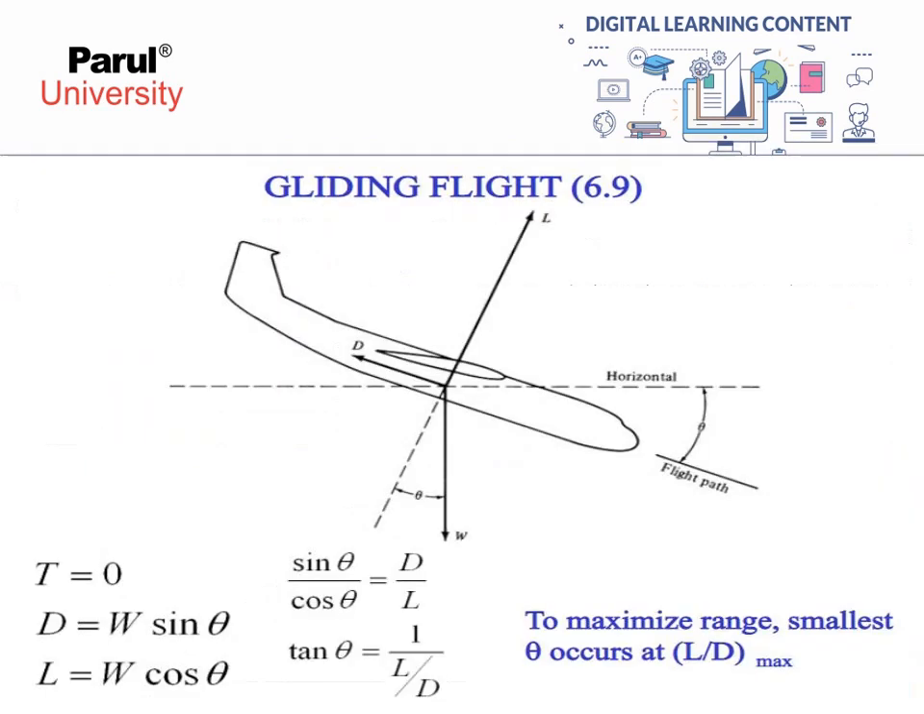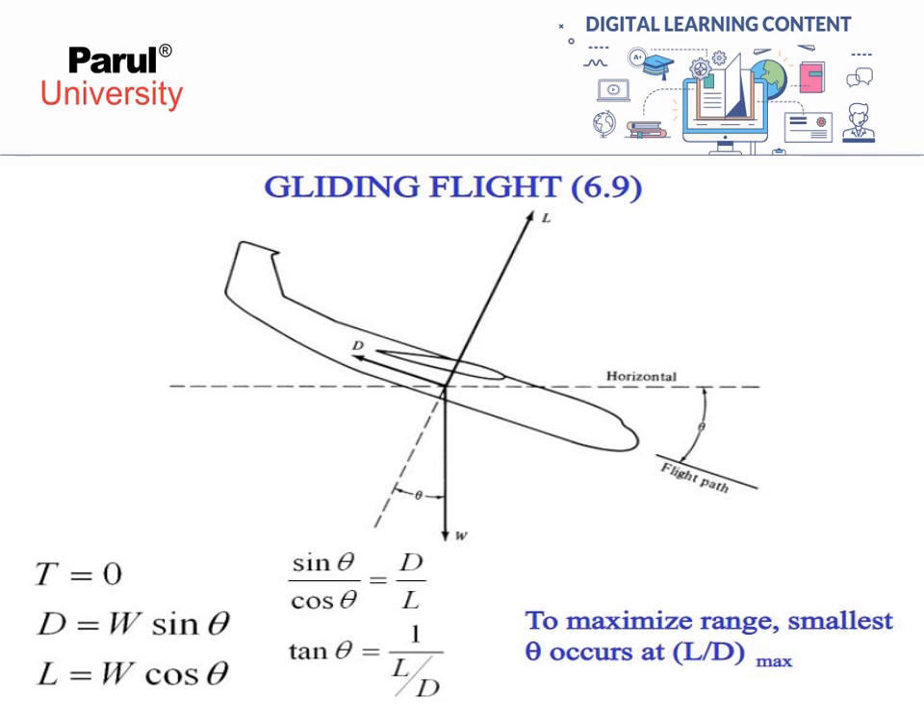Okay, right. Now for gliding flight, we can see thrust is equal to 0, drag is equal to W sin theta, and lift is equal to W cos theta. Then we divide the equations: sin theta by cos theta is D by L, or tan theta becomes 1 upon L by D. For maximum range, the smallest theta occurs at L by D maximum.